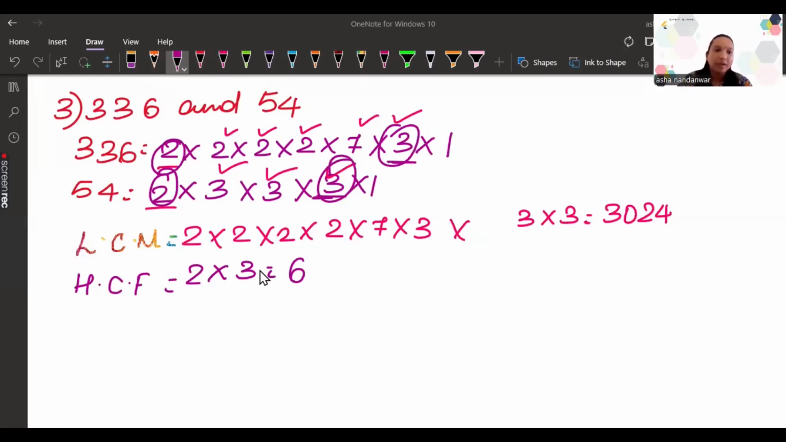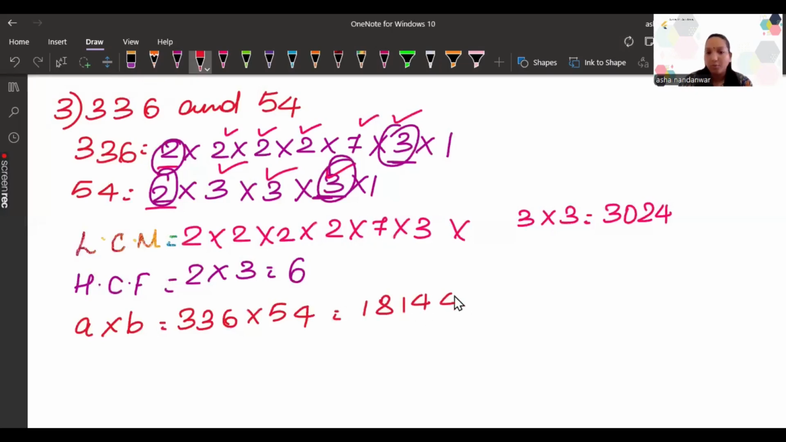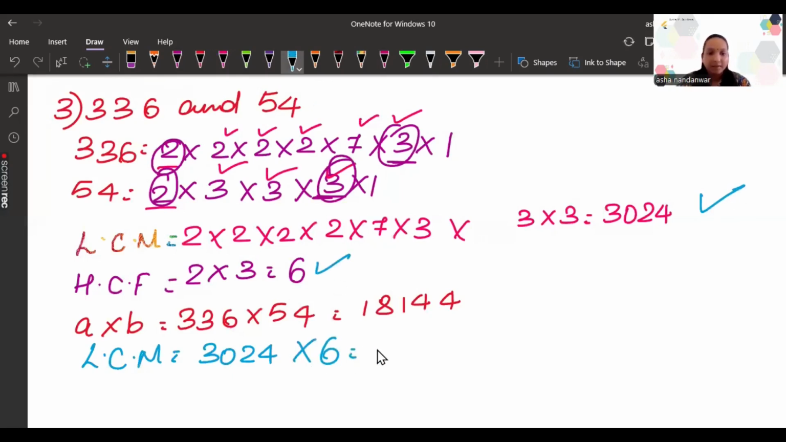Let's do the verification. Let us take the product of A and B, the product of the two numbers, that is 336 and 54. If you multiply these two numbers, you will be getting the answer 18144. Let's multiply LCM and HCF and find out whether we are getting the same answer, which is 3024 times 6. So we are getting the same answer, which is 18144. Hence it is proved that LCM into HCF is equal to the product of 336 and 54.